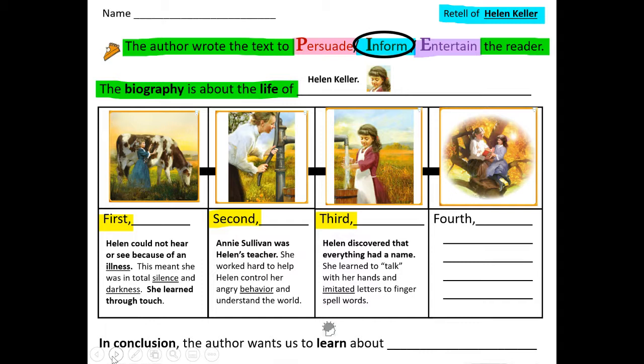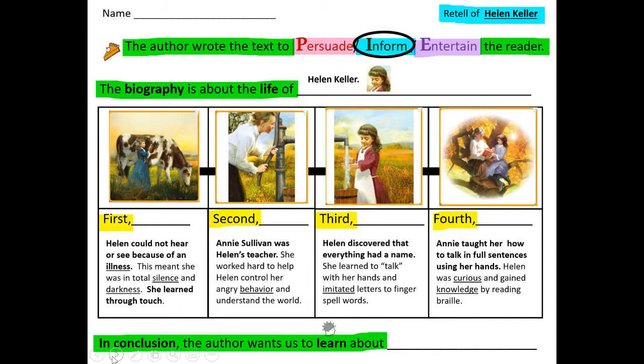Helen discovered that everything had a name. She learned to talk with her hands and imitated letters to fingerspell words. Fourth, what did Helen eventually learn? Fourth, Helen learned, well, fourth, Annie taught her how to talk in full sentences using her hands. Helen was curious and gained knowledge by reading Braille.